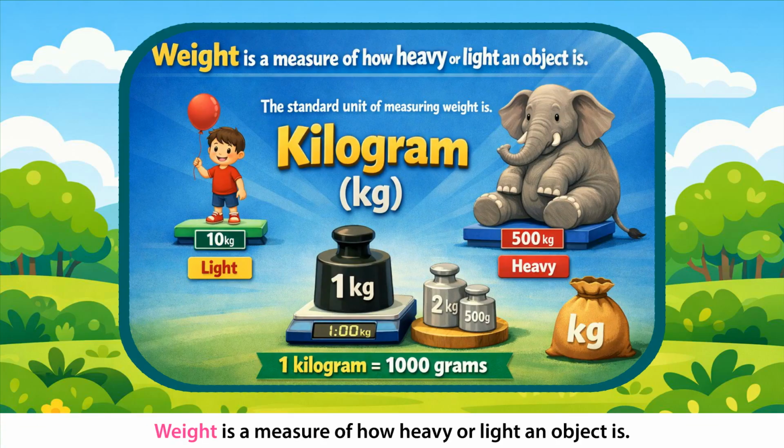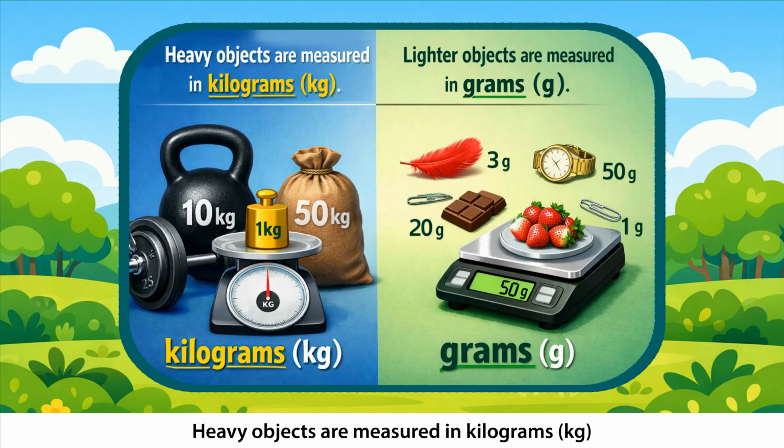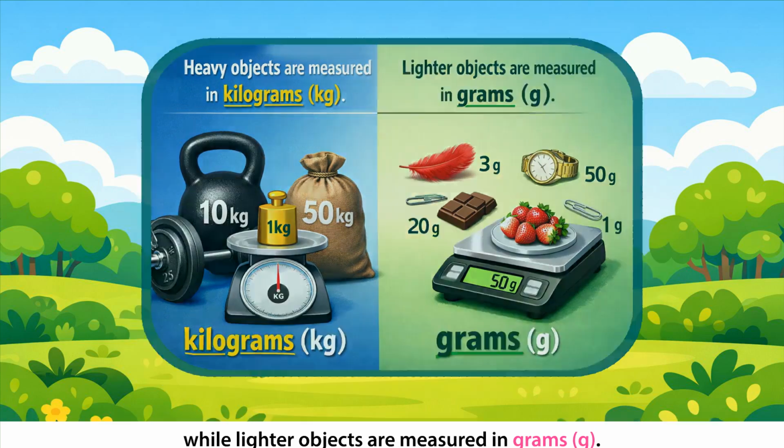Weight. Weight is a measure of how heavy or light an object is. The standard unit of measuring weight is kilogram, kg. Heavy objects are measured in kilograms, kg, while lighter objects are measured in grams, g.